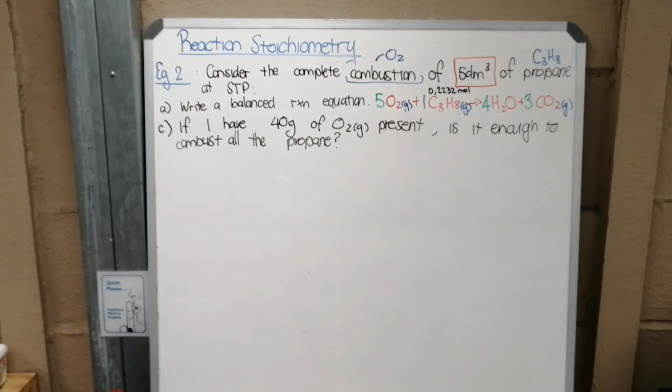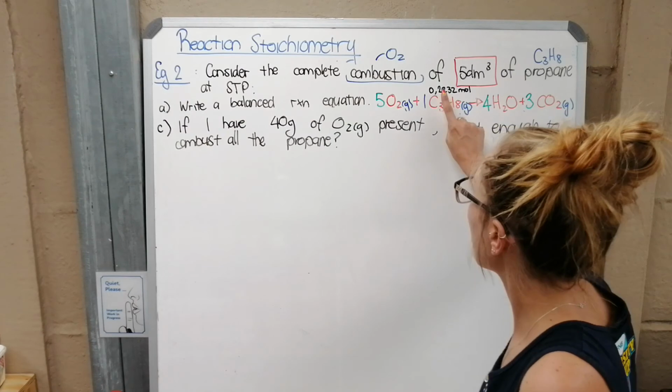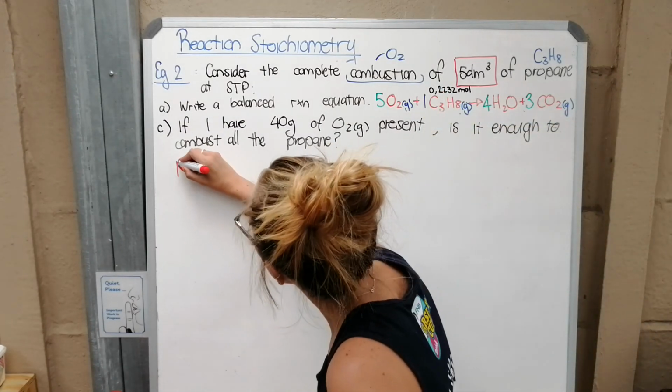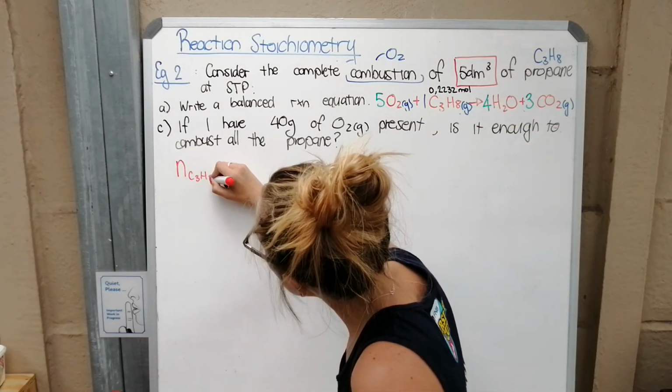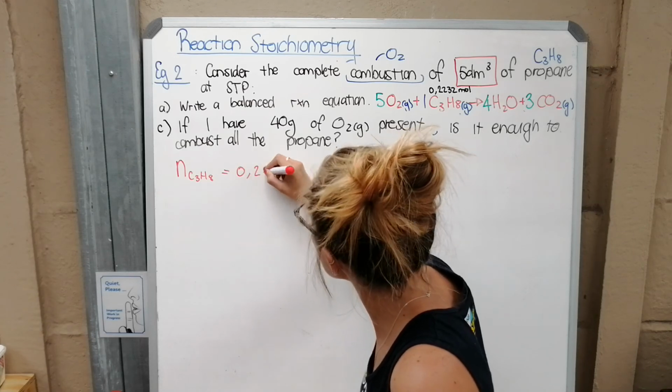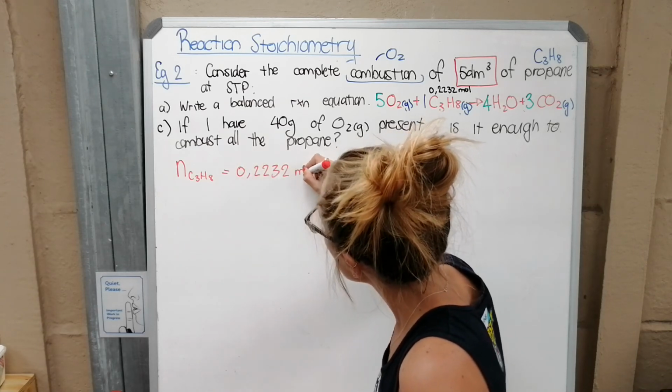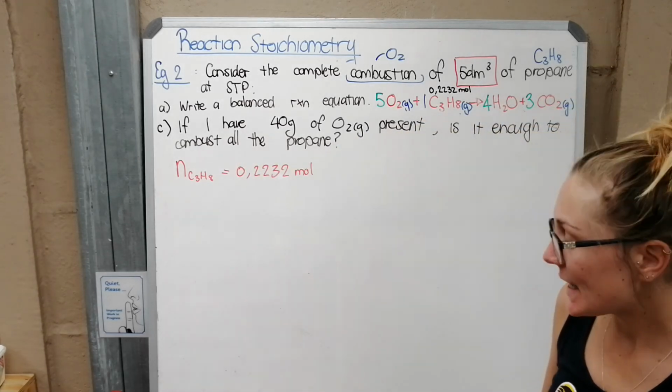Okay guys, so the last one I've made slightly trickier. The maths is not trickier, just understanding the question is a little bit trickier. So question C is, if I have 40 grams of oxygen gas present, is it enough to combust all the propane? So our plan here needs to be, we know how much propane we need to combust. We know that the moles of propane we have that need to burn are 0,2232 moles.